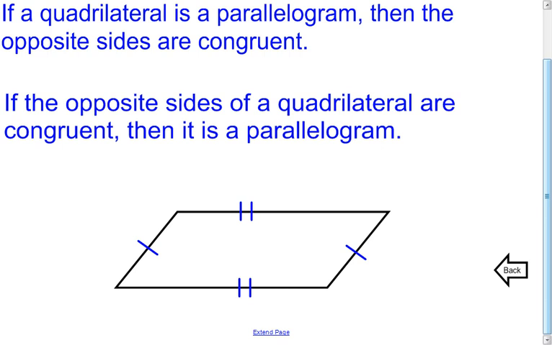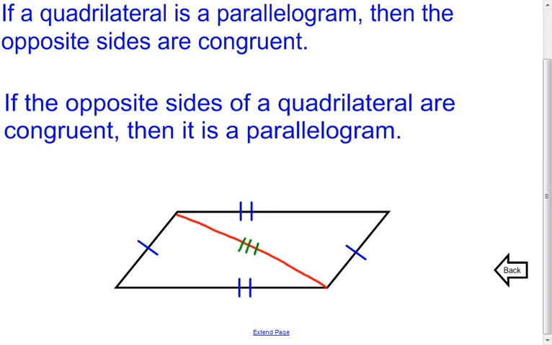So what I'm going to do to start here is create a diagonal. What that does for me is create two triangles, and when I look at this, I have single tick, double tick, triple tick on the bottom triangle, and single tick, double tick, triple tick on the top triangle. SSS tells me the triangles are congruent. And if the triangles are congruent, then I know all the corresponding parts.